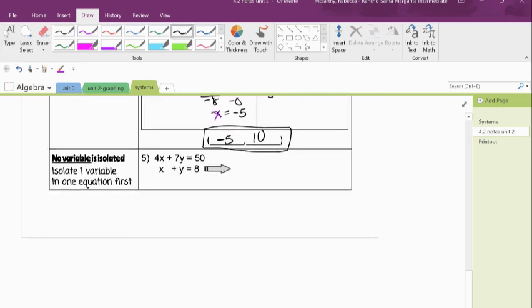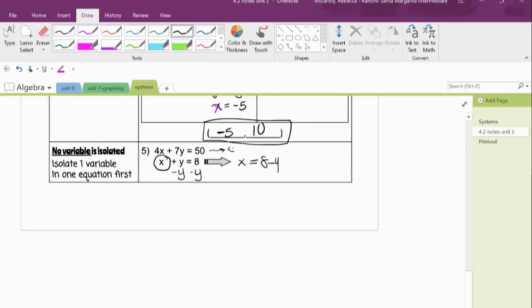So what if there isn't a variable that is isolated? So I'm going to take one and isolate one of the variables to plug into the other. So I'm just going to isolate the x. So that means I'm going to subtract y from both sides. And now I have x is equal to 8 minus y.